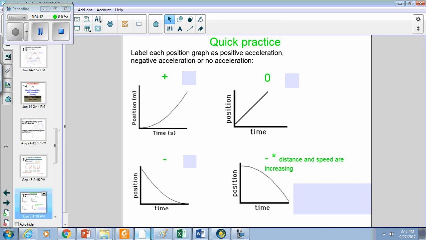So just because you have a negative acceleration doesn't mean that you are slowing down. Just because gravity is negative does not mean that you're going to slow down and just have a nice glide down.